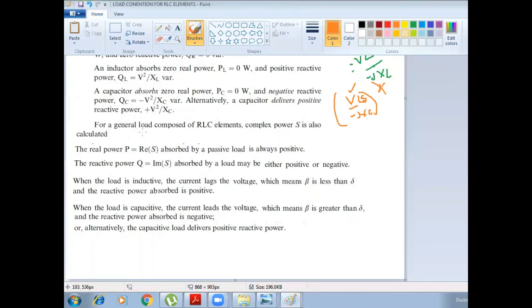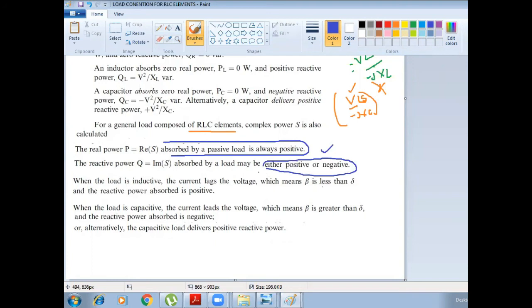Now let us see a general load composed of RLC elements in a circuit. S also can be calculated for this. The real power absorbed by the passive load is always positive, and the reactive power absorbed by the load may be either positive or negative. So this depends upon whether the circuit is more inductive in nature or capacitive in nature.